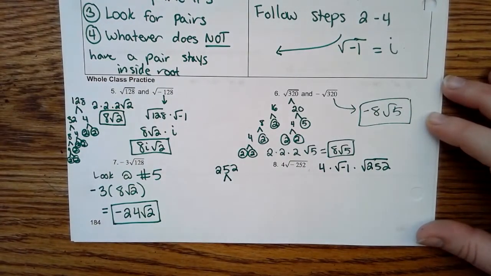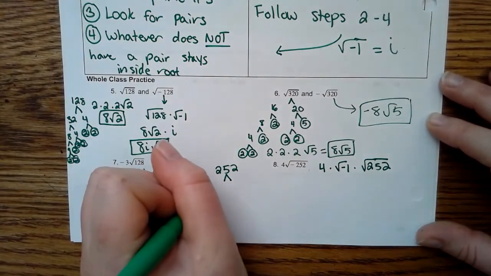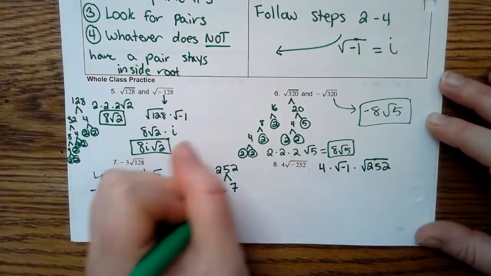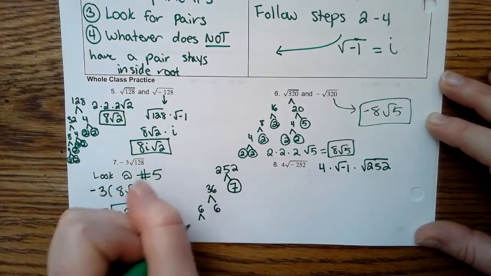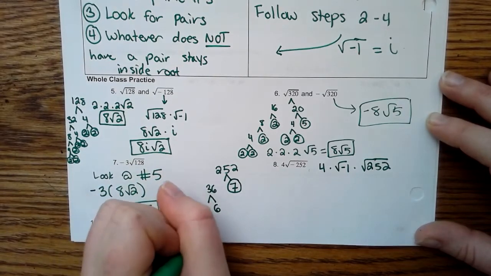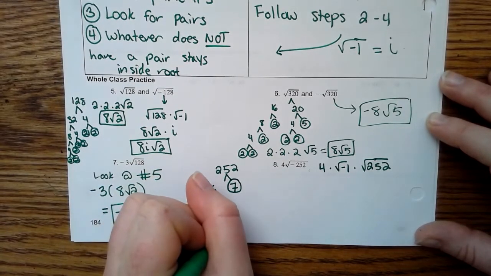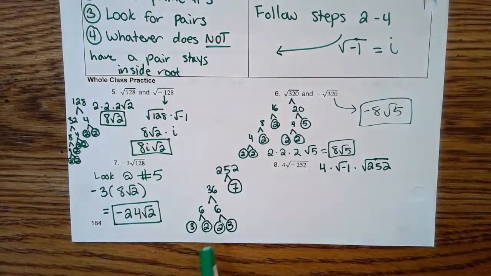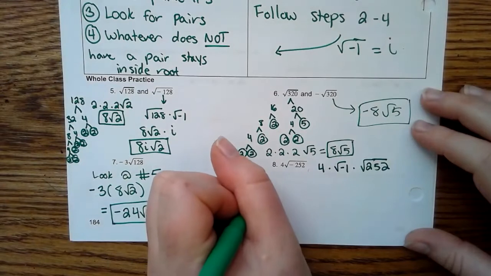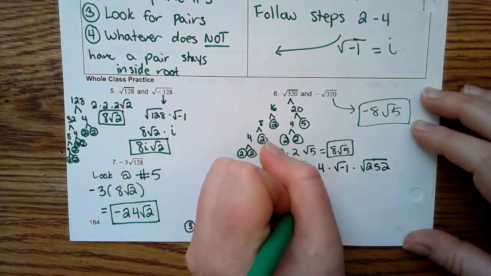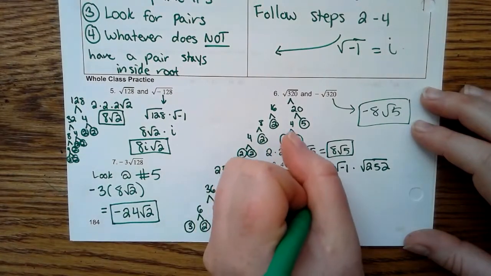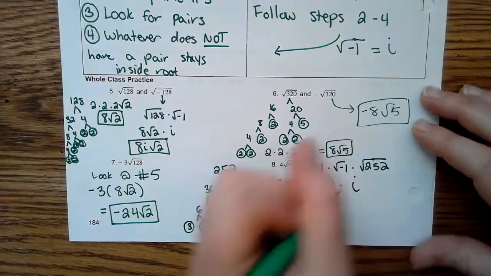I start dividing 252 by numbers. I get 36 times 7. Well, that's prime. And that's 6 times 6. That's 3 times 2, that's 3 times 2 again. So I have a set of 2's and a set of 3's. So I get 4 times 3 times 2 root 7 times i.